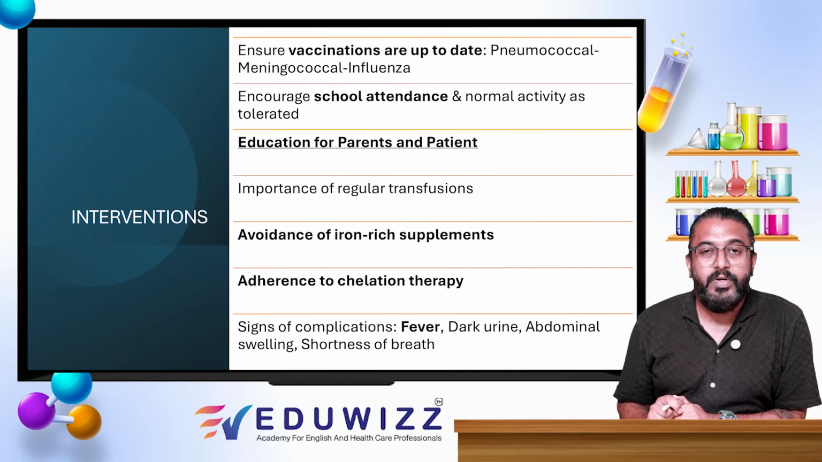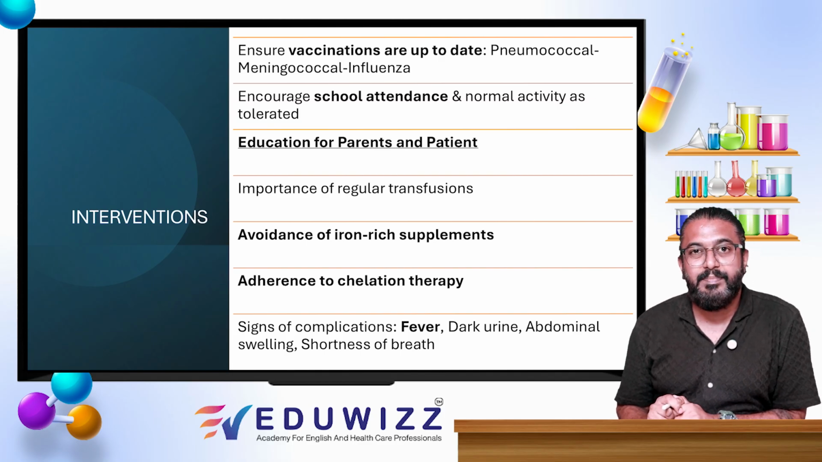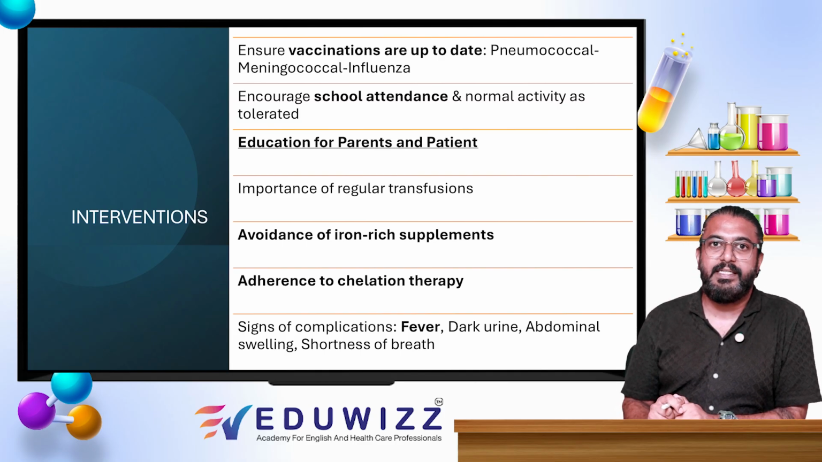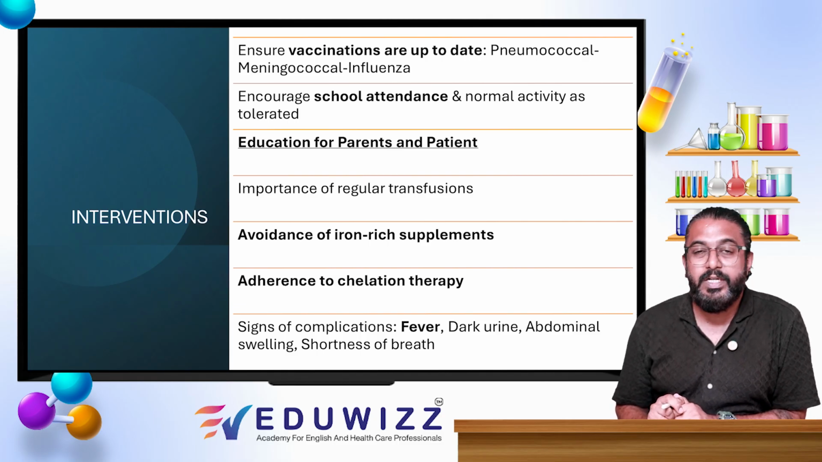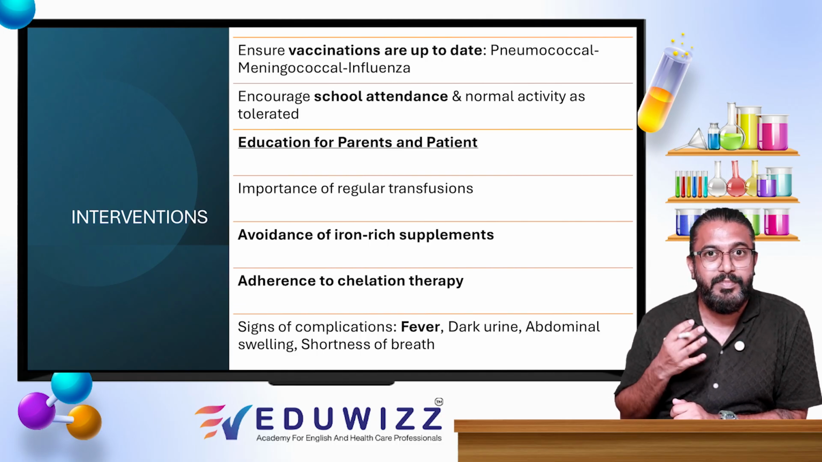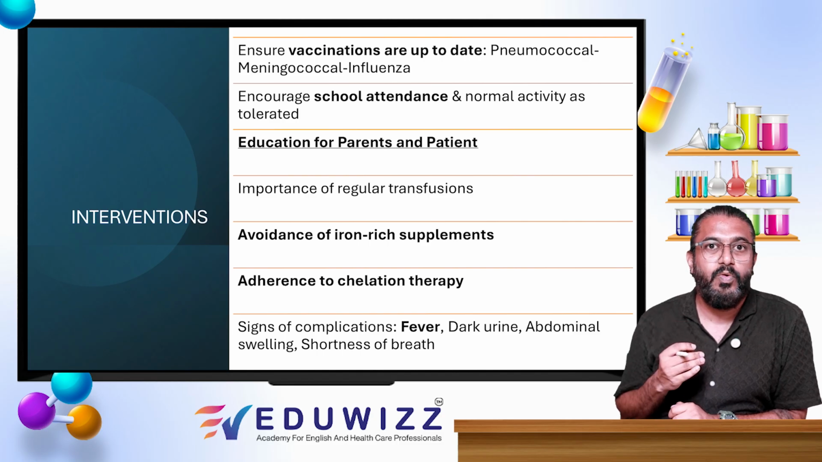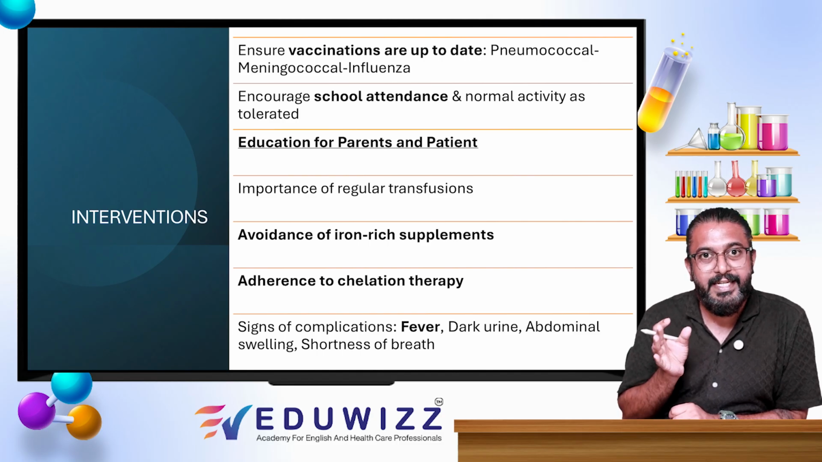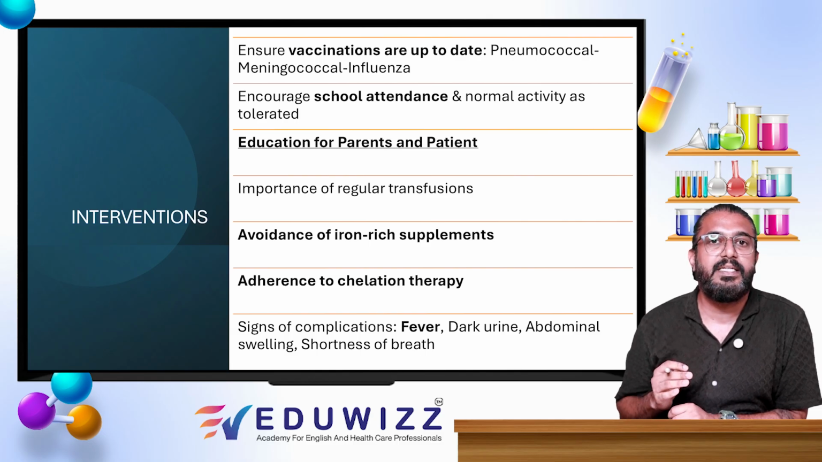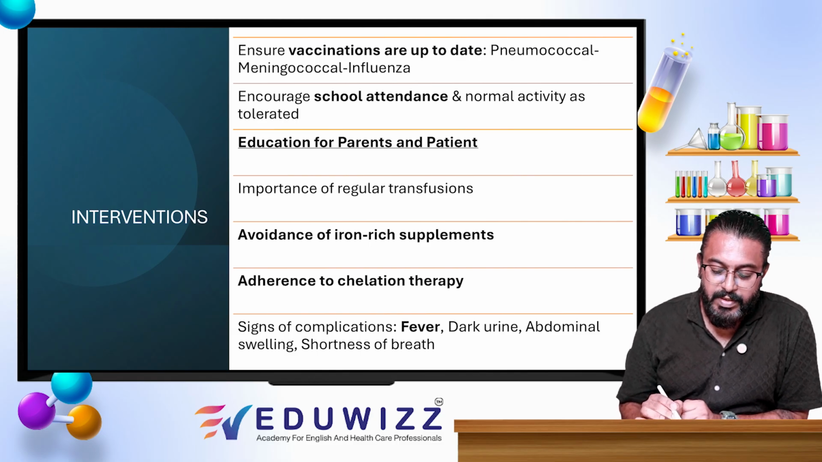Next is important education for the parents and patient, especially for parents. Education is the importance of regular transfusion. The main focus is that we know what the managements are, so we have to educate them about the benefits of this management, and we have to encourage them. So, importance of regular transfusions. Avoidance of iron rich supplements.